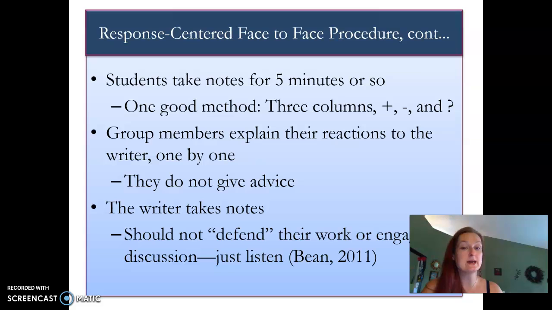And the writer will take notes. And the main thing that you need to communicate to students about being the one in the hot seat, as they say, is that your job is not to defend your work or really to engage in any discussion. Your job with a response-centered peer review is just literally to sit there and listen and absorb what readers' reactions to your work have been. And that's it, and take notes. So you're not going to say, well, the reason I did that was because, no, not interested, just listen and take notes.